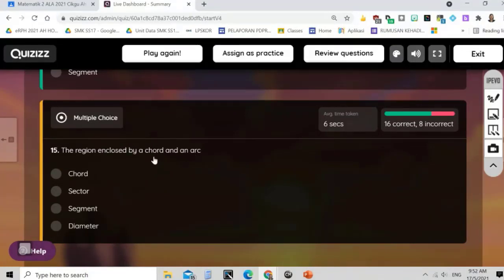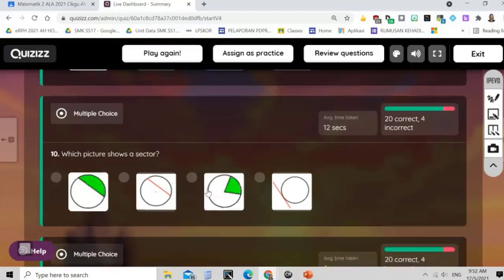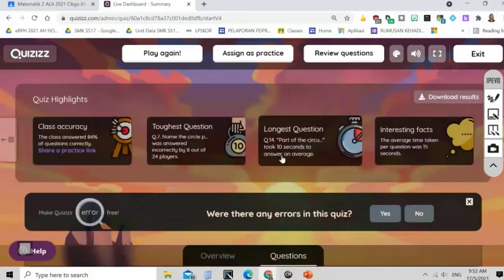If it is an arc with 2 radii, that one is a sector. Okay, 2 radii with 1 arc is a sector. If it is a segment, it is just a chord with an arc. Okay, so 15 questions. Good. For those who got it right, that's good, it means you have achieved it. So for today I only give this part of the circle. It's a warm up for the class, the first class.